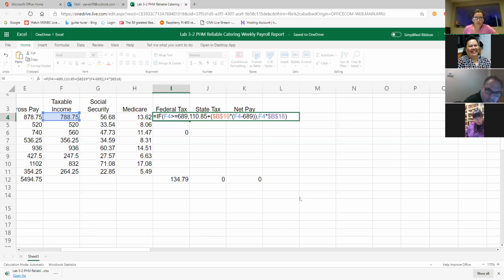So if you check the result, it's 134 with 79 cents, which is the amount that it shows right here. So it's correct. And we just have to copy the formula down. And make sure you copy it and then enter and make sure that it's 134.79.